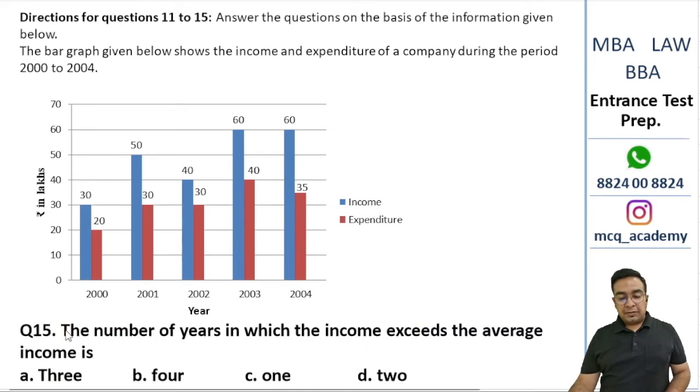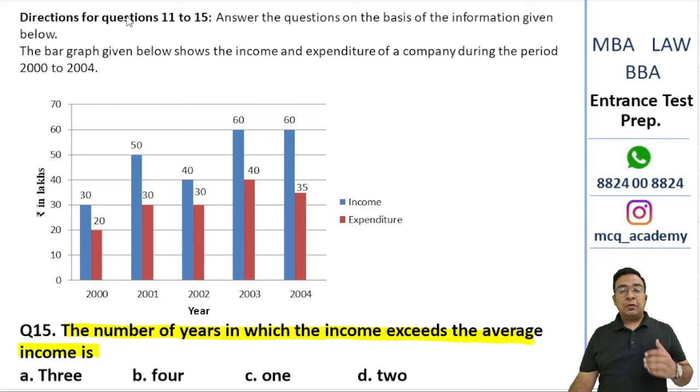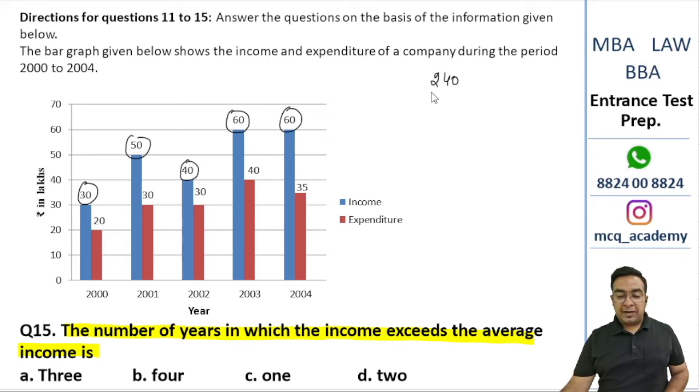Question number 15. The number of years in which the income exceeds the average income is what? So first of all, we need to calculate the average income. How will the average income be calculated? You would add up the values of income. So this is equal to 30 plus 50, 80 plus 40, 120 plus 60, 180 plus 60 is equal to 240, divided by the number of years, that is equal to 5.